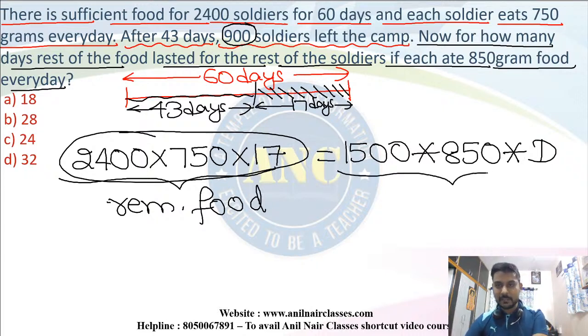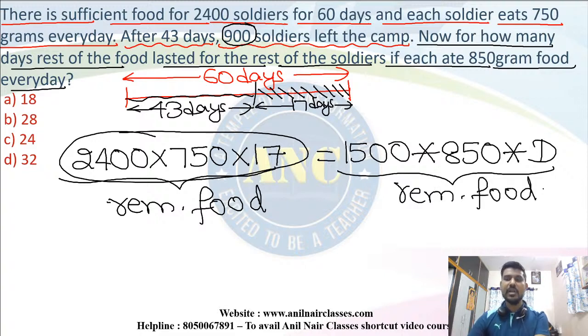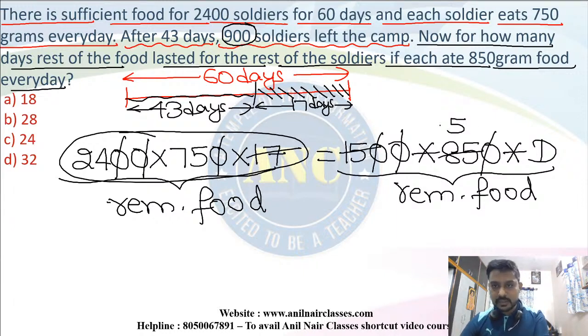This also is nothing but the remaining food which is got completed by these people. So D is what you need to calculate. Zeros cancel, here also zeros cancel, this zero is also cancelled. So further simplifying, we can say that 17 into 5 is 85. So 15 into 5 is 75. 75 cancels with 75. D is equal to 24. Answer for this question is 24 days.